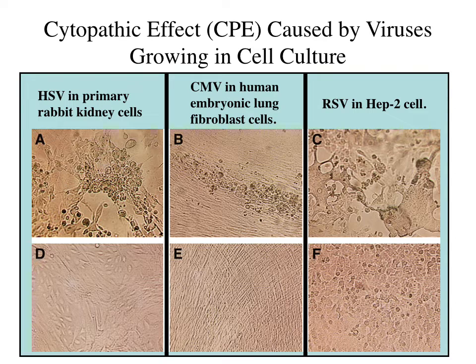But in this slide you can see that different viruses will cause different types of visual CPE. So if we look at the far left, you can see what herpes simplex virus looks like in rabbit kidney cells. All of the panels across the bottom are what the cells look like when they're uninfected, and the panels across the top show the CPE. In the middle you see CMV in human embryonic lung fibroblast cells, and on the right you see RSV in Hep2 cells. And notice with the RSV you're getting the formation of syncytia. In other words, infected cells are fusing together.